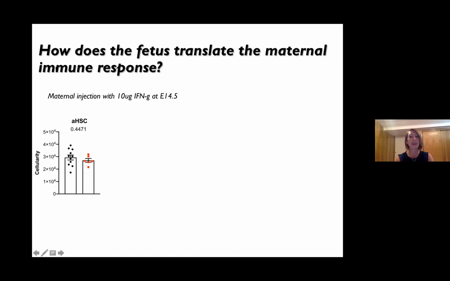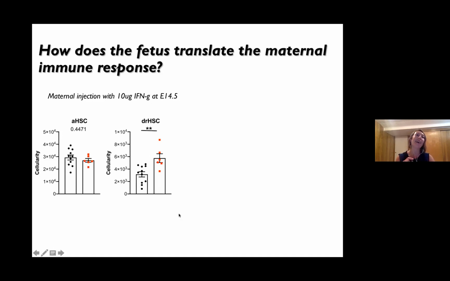Given this, we wanted to understand how the fetus responds directly to this maternal interferon gamma. So we injected moms with interferon gamma at E14.5. Now we're switching from the infection model and looking at the direct response to maternal interferon gamma. In this context, we're looking a day later at E15.5, and we see no changes to our adult HSC compartment.